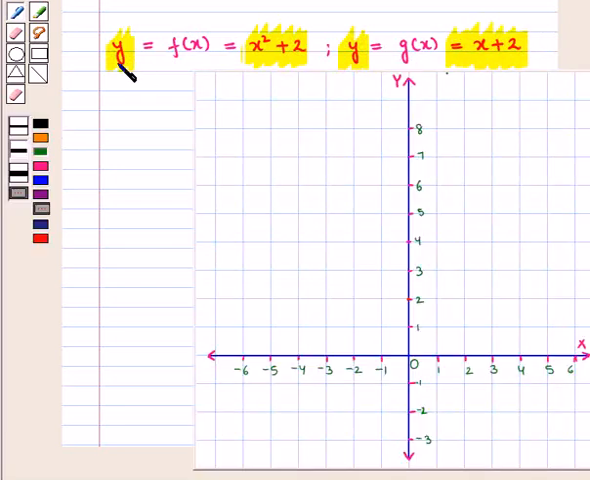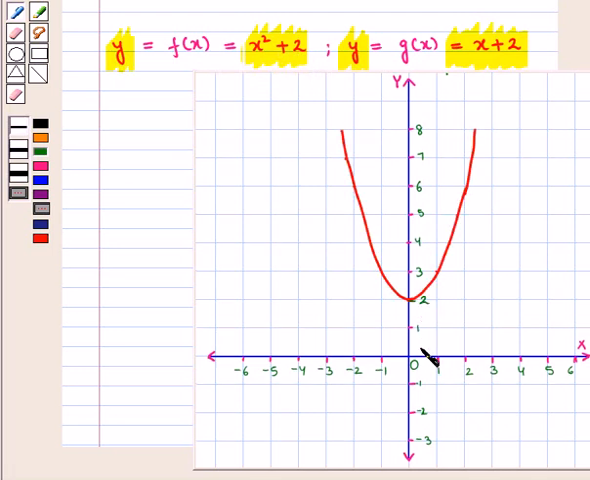Here we see that the equation y is equal to x square plus 2 represents an upward parabola with a vertical shift of 2 units. So this represents the equation y is equal to x square plus 2. Now the function g of x, that is x plus 2, represents a straight line, and here this blue straight line is the graph of the equation y is equal to x plus 2.